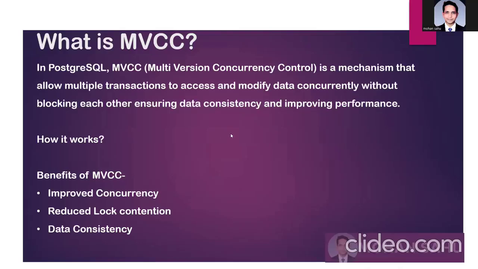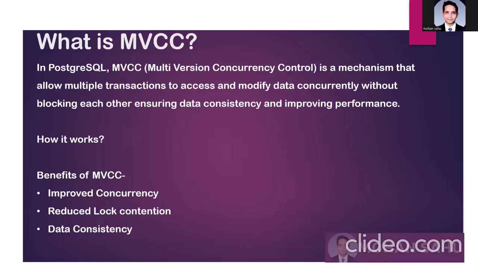So now, what is MVCC? MVCC stands for multi-version concurrency control. It is basically a mechanism that allows multiple transactions to access and modify data concurrently without blocking each other. It ensures data consistency and improves performance. So how does it work? MVCC works on the concept of versioning. When there is any update, it will not overwrite that particular data block, but it will create a new version of the data block each time it updates. So you can have multiple versions of data. Some can be older ones, and one will be the most recent.